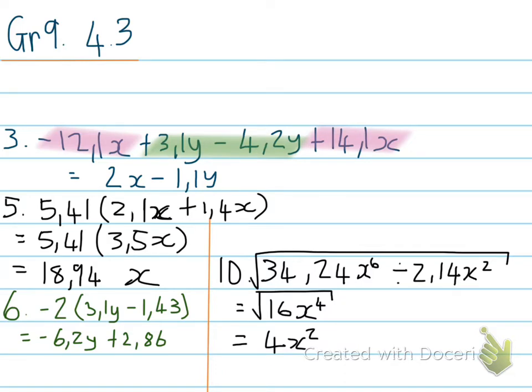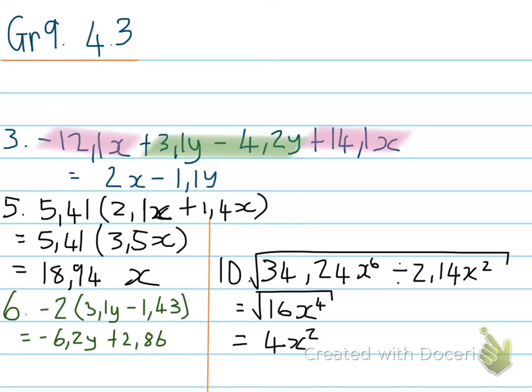Look. Yes, because I can only add and subtract families. So I have to only add the pink ones. Negative 12,1 plus 14,1 is 2x. So the surname stays the same.